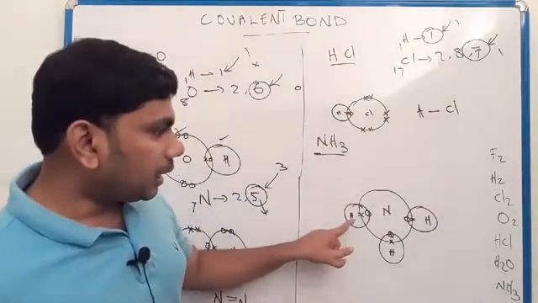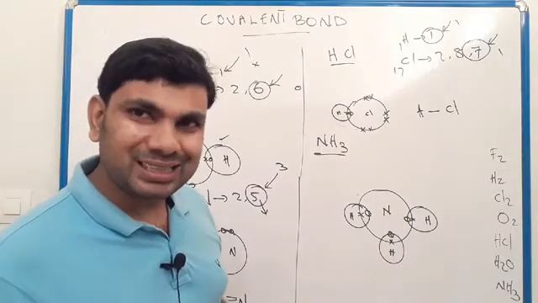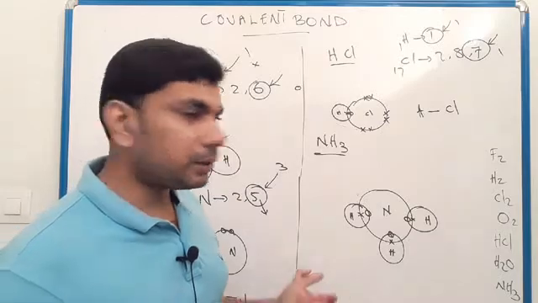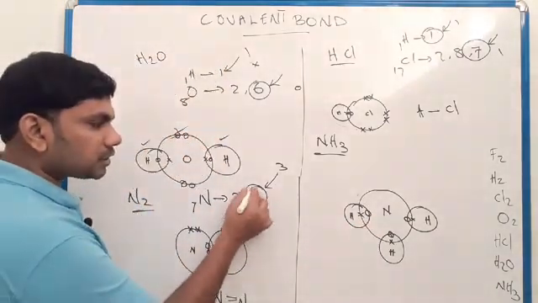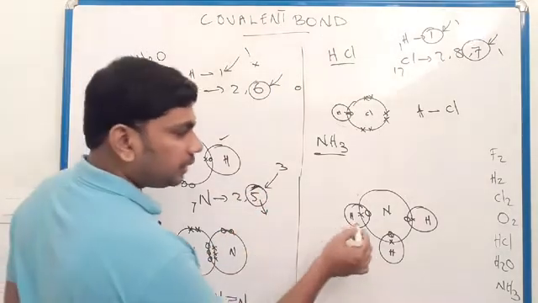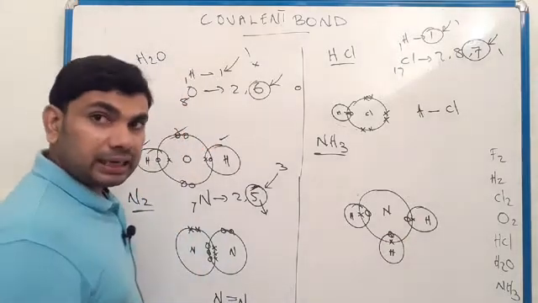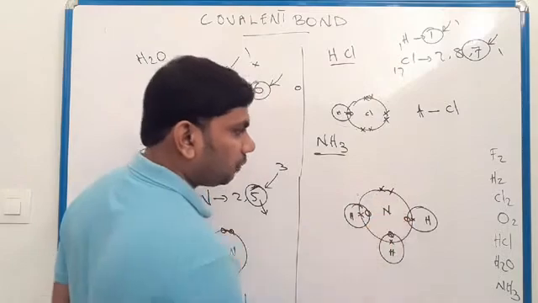Now see here, hydrogen is getting 2 electrons in its first shell. What about nitrogen? As I told you before, nitrogen has 5 electrons in its outer shell. We did 1, 2, 3. How many left? 2 left. These 2 electrons we can put over here.